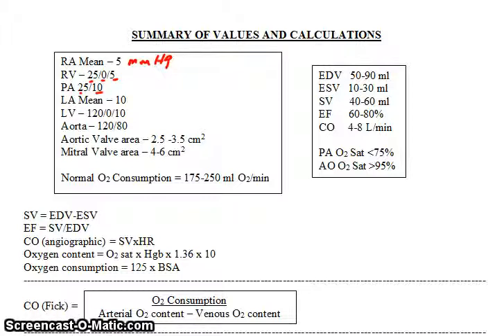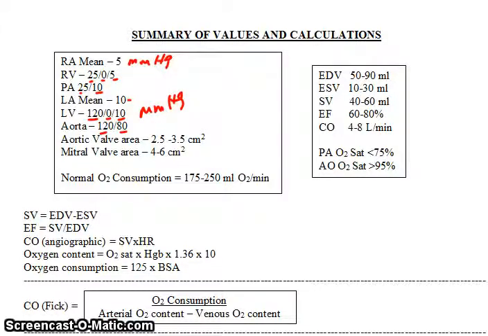The left atrium has a mean of 10. The left ventricle has a systolic of 120, a diastolic of 0, and an EDP of 10. The aorta has a systolic of 120, a diastolic of 80. And again, these are all millimeters of mercury.